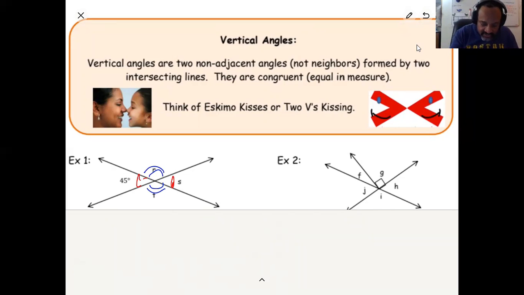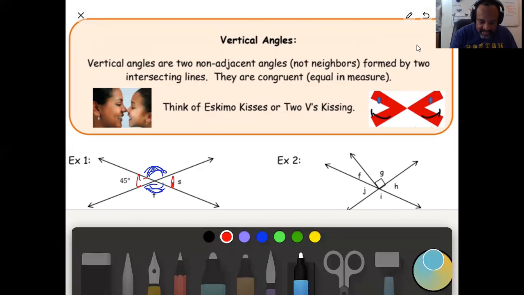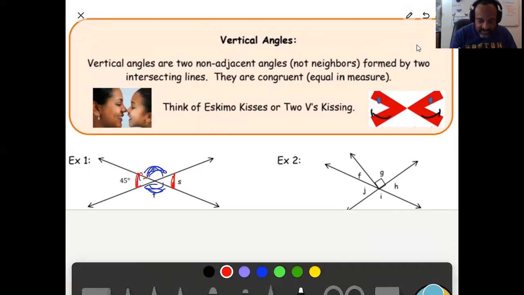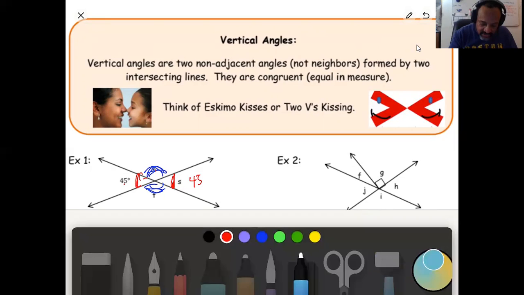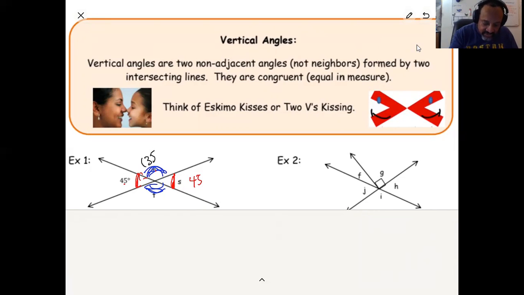So this angle and this angle are equal, and this angle and this angle are equal. So if this angle is 45, then that means that S must be 45. If this is 45, we know that this angle here is supplementary, so we could figure out what that is. That means this angle would be 135, which means that this angle would be 135 because vertical angles are congruent, or equal to each other.